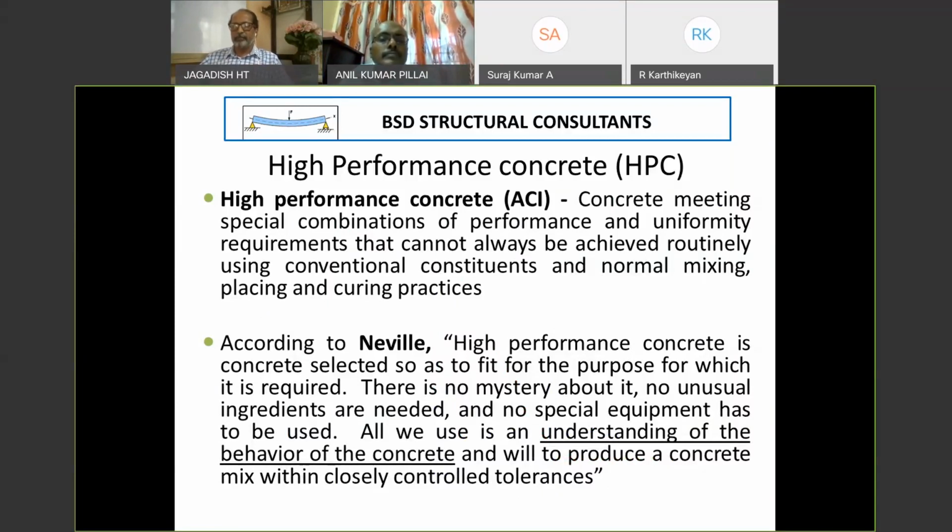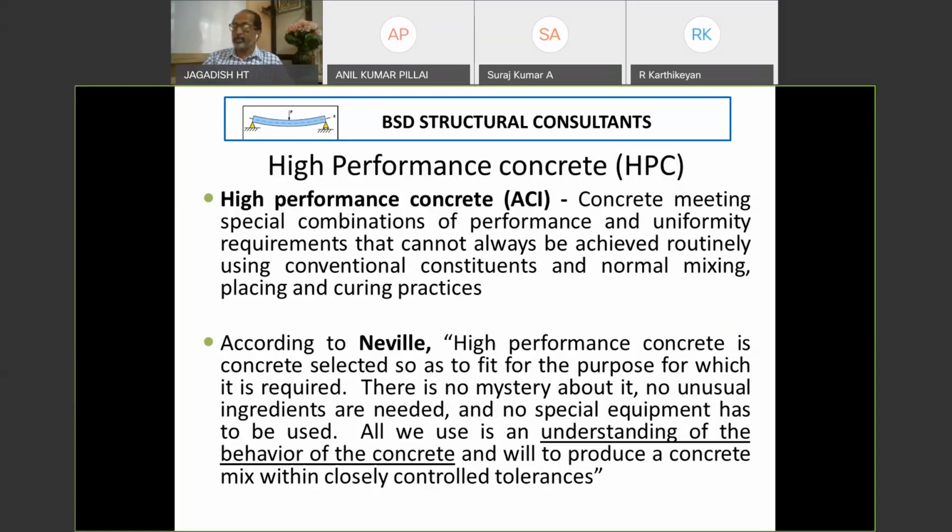What it means is, if you take a normal mixed concrete, we will not be able to achieve high performance concrete by using these normal mixes. Neville has given a slightly better explanation. He says, high performance concrete is concrete selected so as to be fit for the purpose for which it is required. There's no mystery about it, he says.